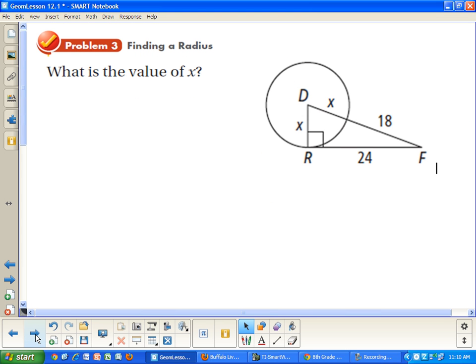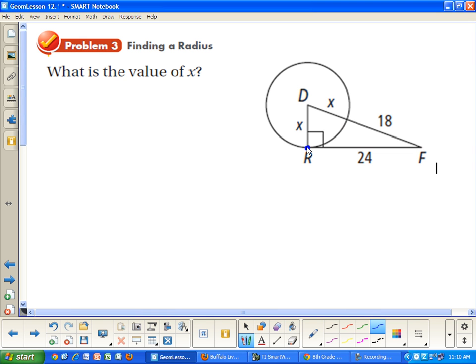All right, what is the value of x? Again, we're going to use that idea that if we have a tangent, and we know we have a tangent here because it's a right angle, so we know R is a tangent. And so we have a right triangle, and we can use Pythagorean theorem here.